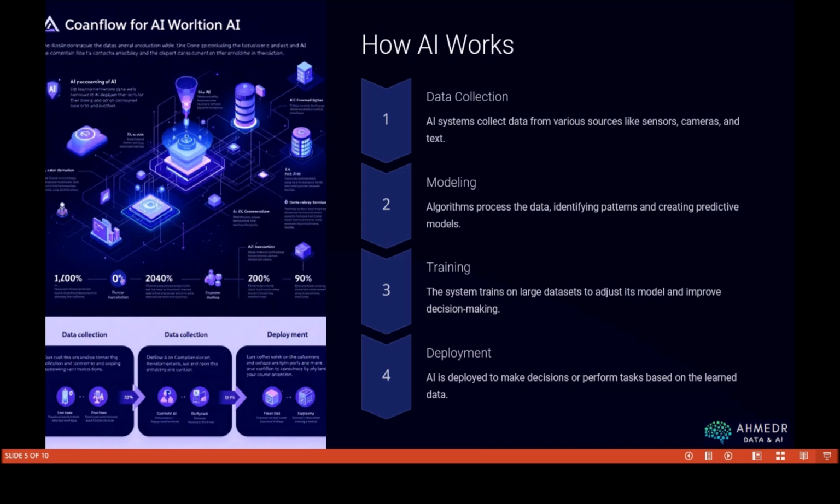During training, AI adjusts its models using large datasets, learning from examples and patterns so it can make better decisions. For instance, a self-driving car is trained on data from millions of miles driven to recognize road signs, pedestrians, and other vehicles. Finally, deployment happens when the AI applies what it has learned to perform real-world tasks like predicting trends or recognizing objects and images.